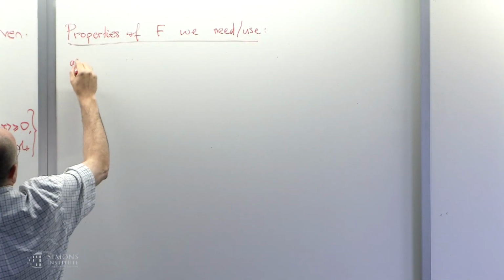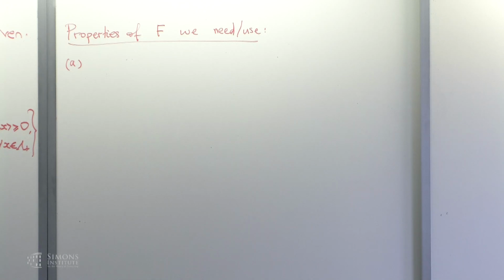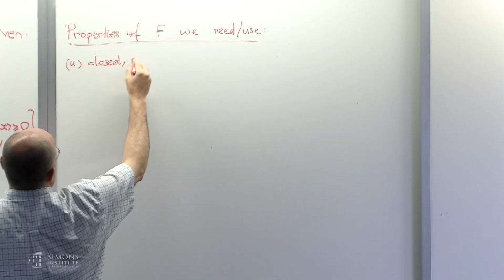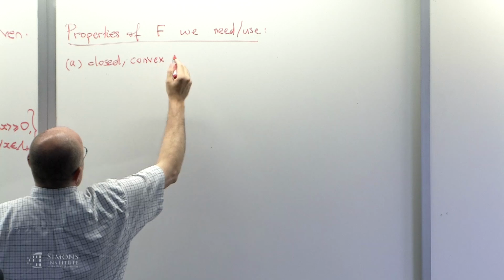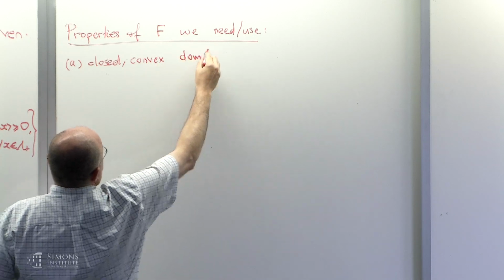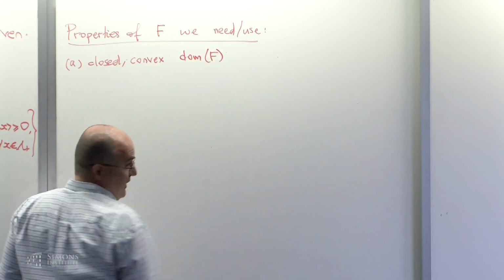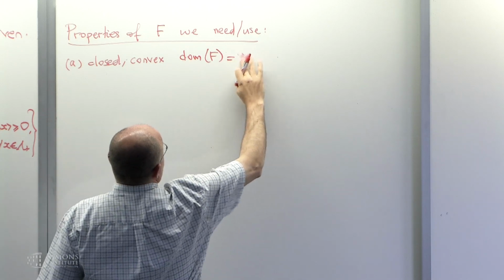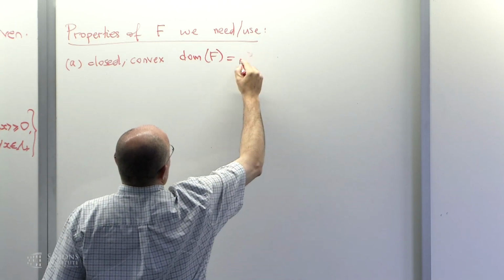So the first property is that the domain of this function is the interior of the hyperbolicity cone. So it's a closed convex function, and the domain of f, where it's finite, is the interior of the hyperbolicity cone.